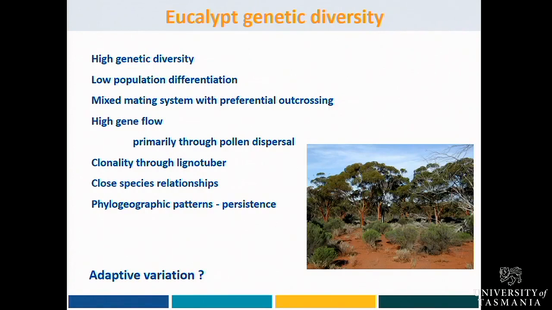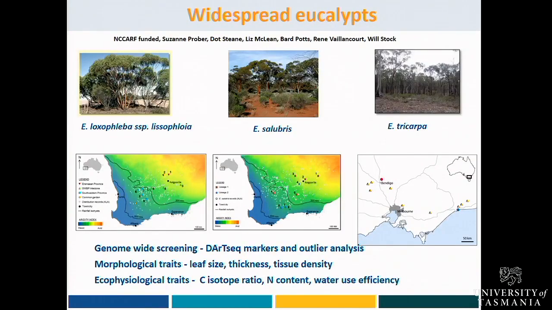So that leads me to looking at what we are going to do in the future. That's what we've got more into, particularly with the power of genomic markers, looking at adaptive variation. The first study we did was teamed up with Dot and Brad and Rene, and we looked at 3 widespread eucalypts, Eucalyptus tricarpa in the east, and two species across the semi-arid region in the west. We did DArT-seq analysis and outlier analysis, because that was the way to do it 6 years ago, and also looked at morphological and ecophysiological traits, to get an understanding of how that relates to the actual traits that matter on the ground.